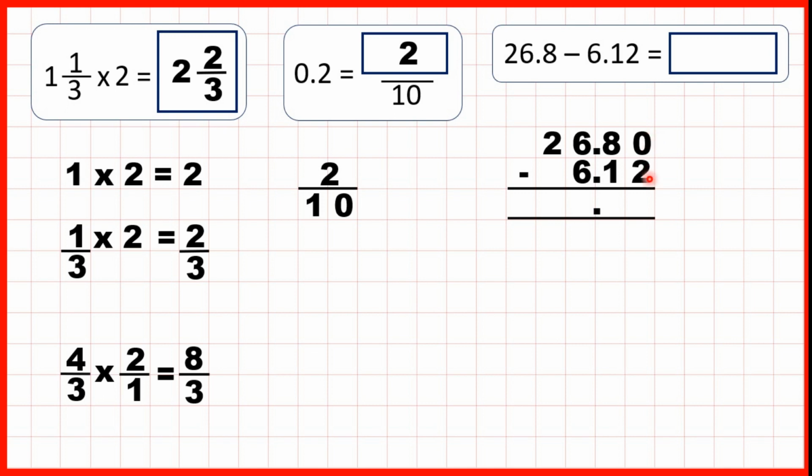We can't do 0 minus 2, so we go to the left, 1 less, 1 in front. 10 minus 2 is 8, 7 minus 1 is 6, 6 minus 6 is 0, and 2 minus nothing is 2. So our answer is 20.68.